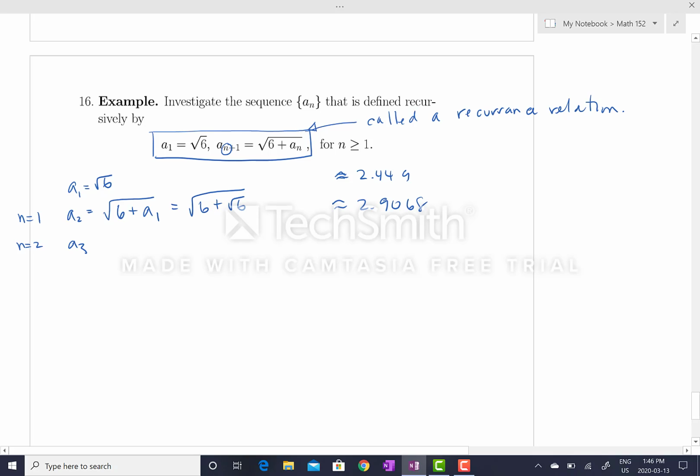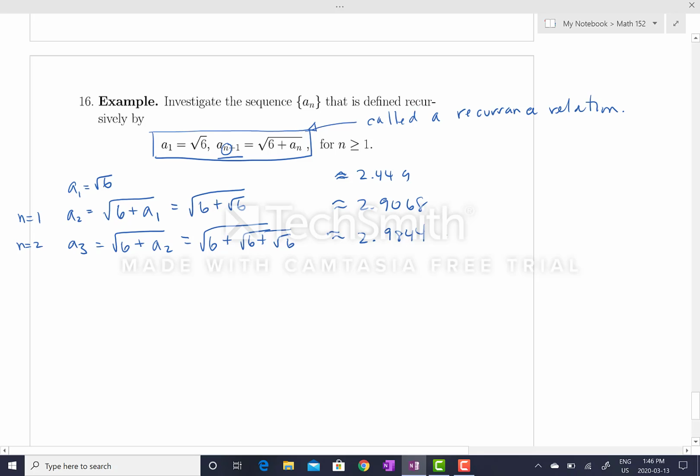Okay, and now we want to calculate a3. a3 is going to be when n is 2, because 2 plus 1 is 3, and then that's going to be the square root of 6 plus a2. But we already know what a2 is. a2 is the square root of 6 plus the square root of 6. It's quite a pretty looking little thing here. And I calculated that one out, 2.9844, etc. So what you see is happening is we're using a1 to build a2, and then we're using a2 to build a3. And this is what we mean by recursion.